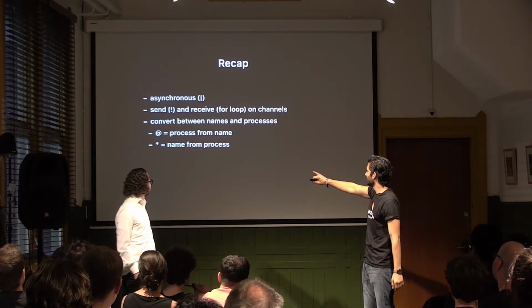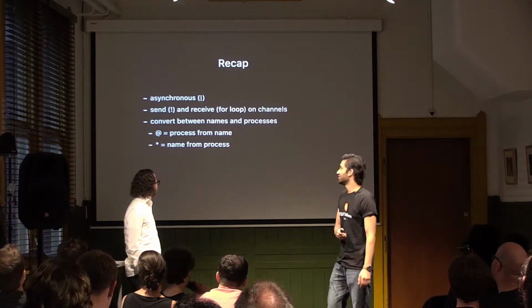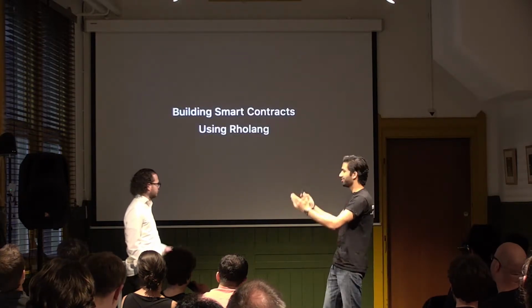An asterisk is a process from name. The @ symbol is name from process. All right, take it over.